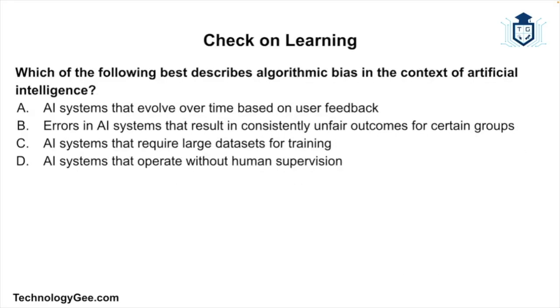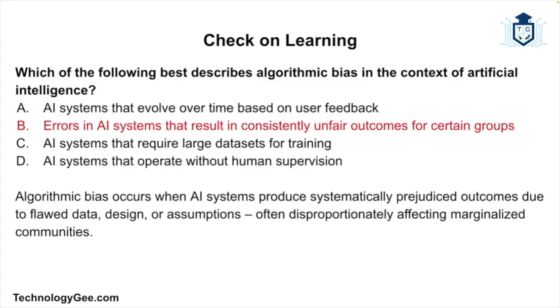Now, with all that being said, let's do some check on learning. The first question is, which of the following best describes algorithmic bias in the context of artificial intelligence? Is it AI systems that evolve over time based on user feedback? Is it errors in AI systems that result in consistently unfair outcomes for certain groups? Is it AI systems that require large data sets for training? Or is it AI systems that operate without human supervision? And the correct answer is errors in AI systems that result in consistently unfair outcomes for certain groups.